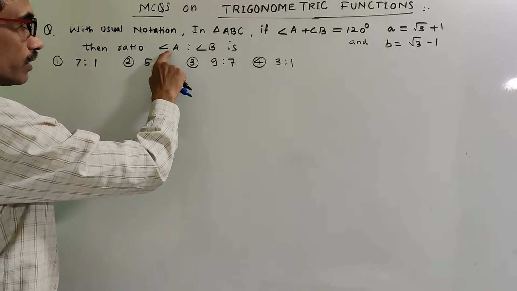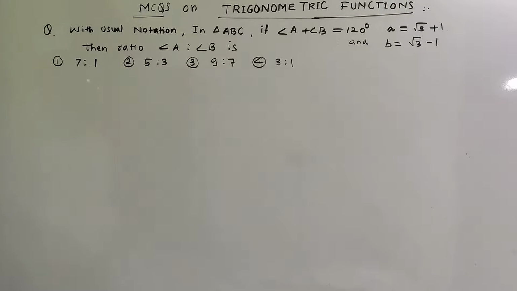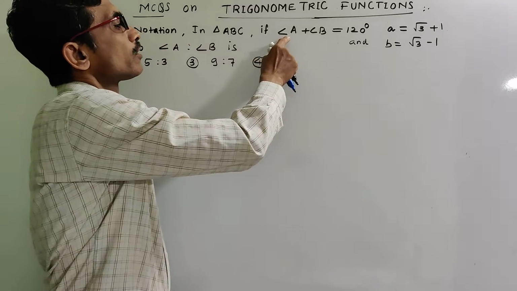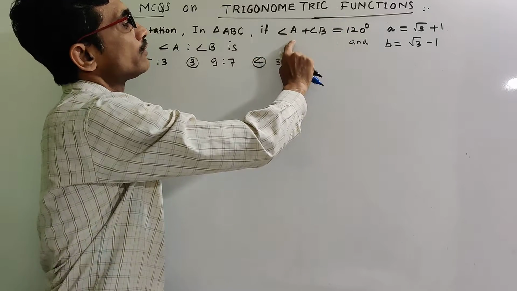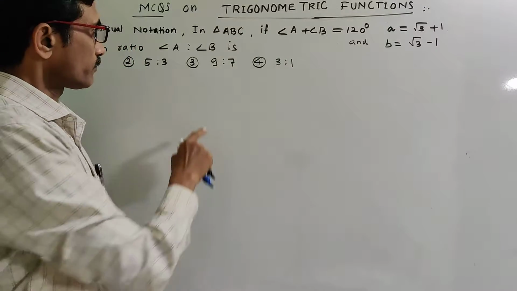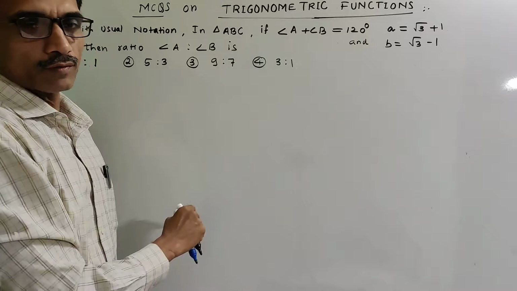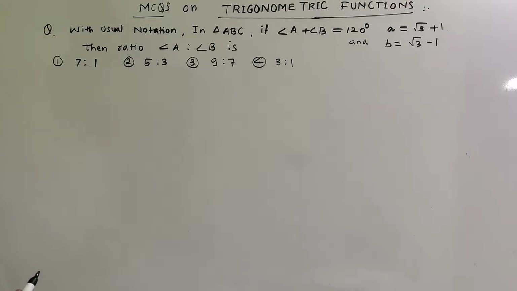So how to get it? We require angle A and B to get the ratio. How we can get it? Here the addition of two angles is given. So if we get the subtraction of these two angles, then solving those two equations, we can get angle A and angle B. So how we can get it?